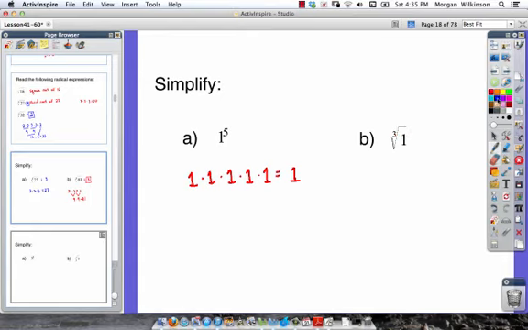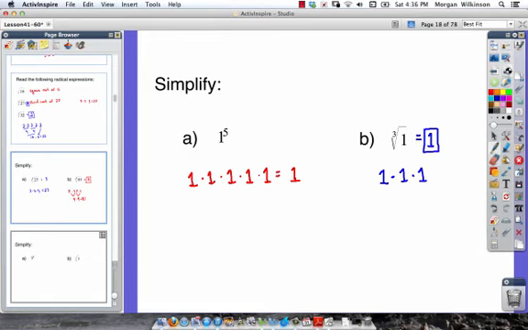Now problem B is very similar, except we're saying what is the third root of 1. So we're asking what number times itself 3 times is equal to 1. What number is it? Say it out loud. Hopefully you said 1, because 1 times 1 times 1, that's 1 3 times, is going to be equal to 1. So our answer is 1. And we're all done with problem B.